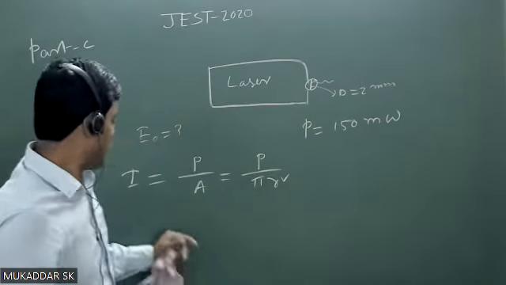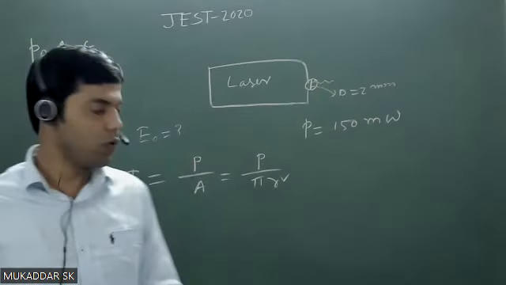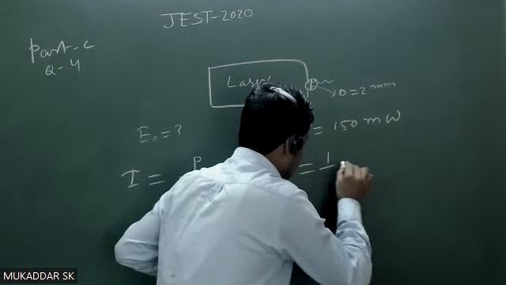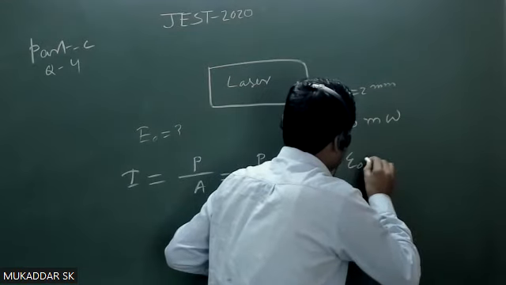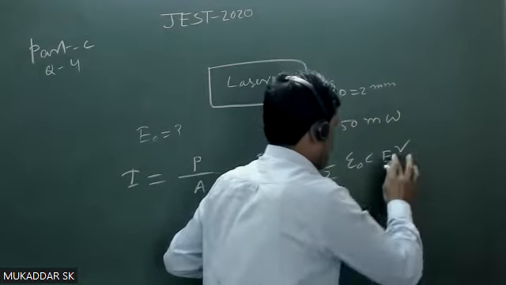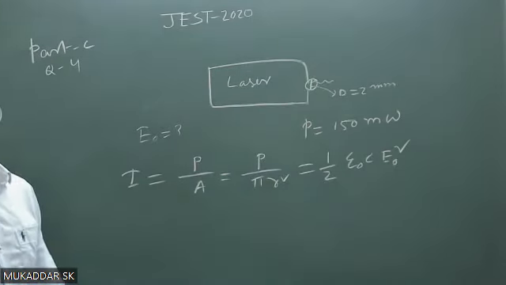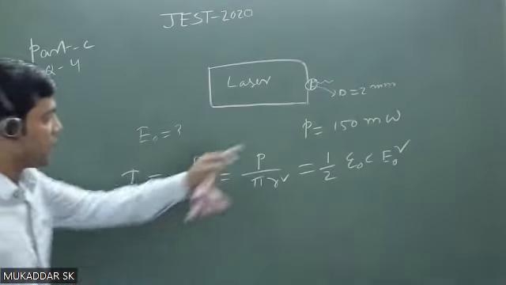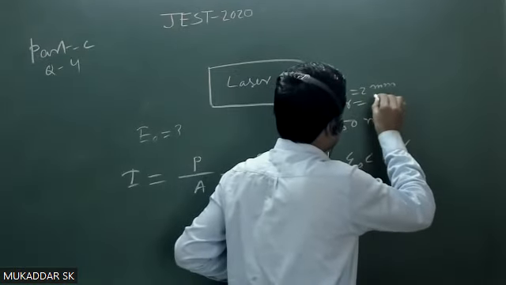Okay, and also from the concept of propagation of EM wave, I know that the intensity of EM wave, especially in free space, is 1 by 2 epsilon naught C E naught square, where E naught is the amplitude of electric field that you have to calculate in volt per meter unit. Okay, so the diameter is 2 millimeters, so obviously the radius of this beam will be 1 millimeter.